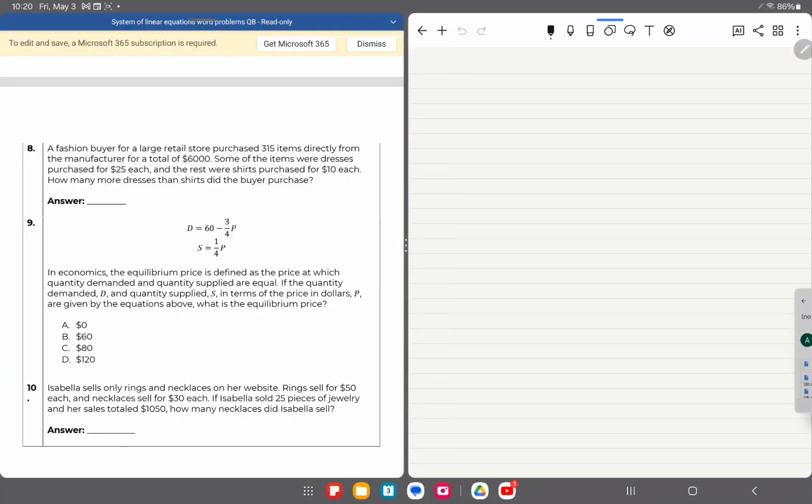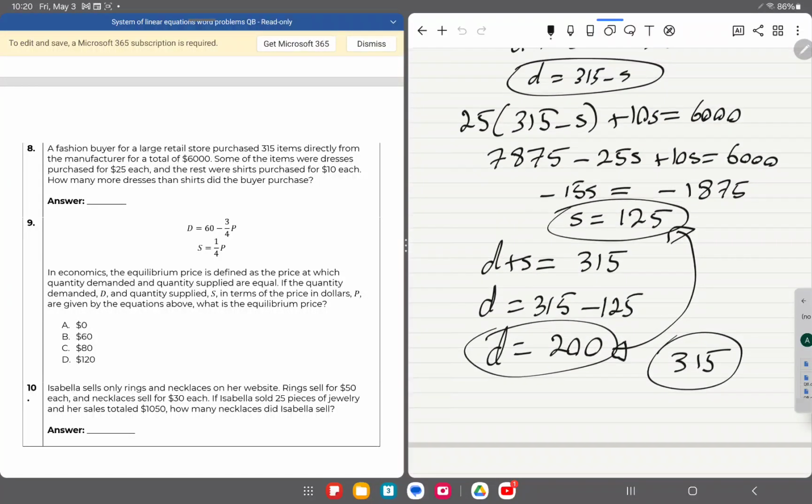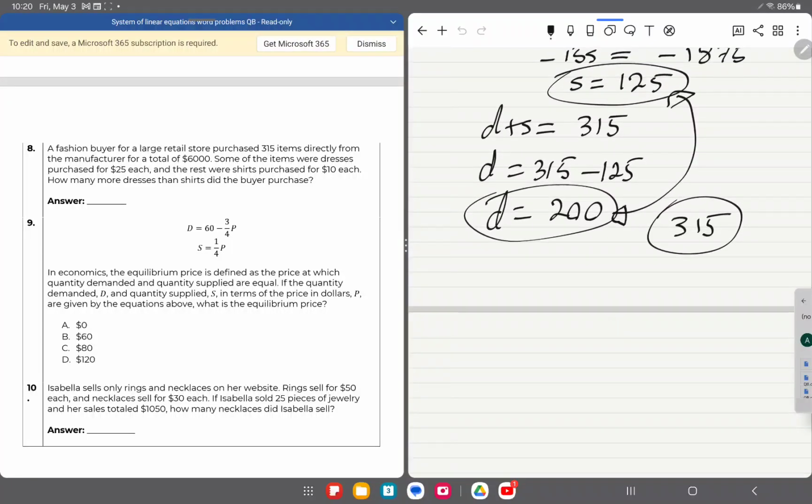Okay. So this one. Now I didn't really finish the question. I didn't really finish solving it. They asked how many more dresses than shirts did the buyer purchase. This one is going to be 75, my final answer.